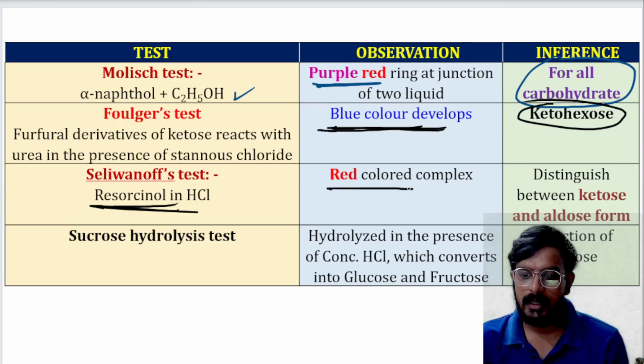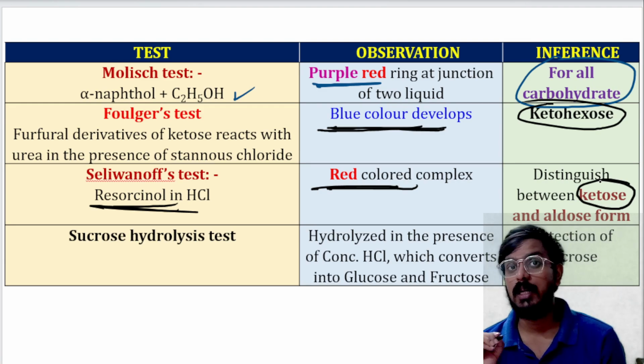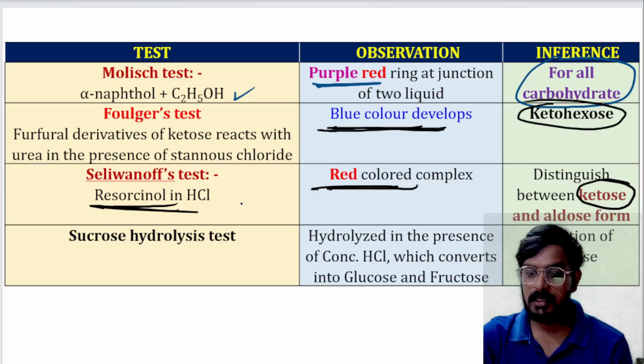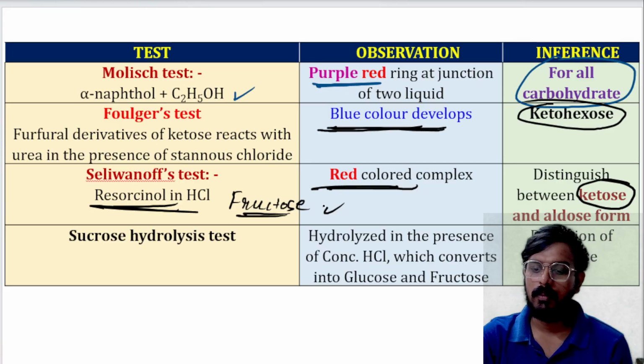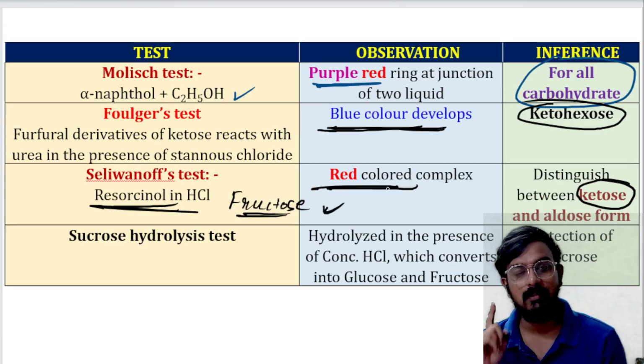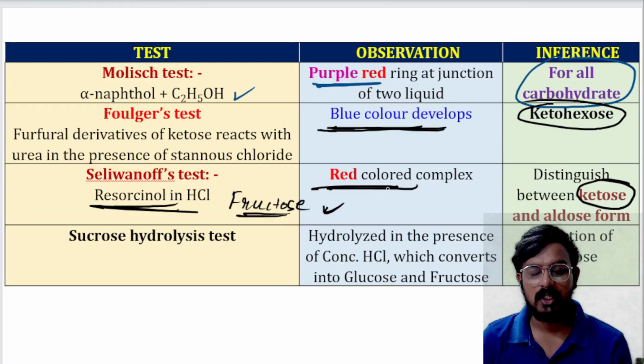Similarly, in Seliwanoff test, a red color is developed. It is for the identification of ketones. It basically distinguishes aldose from ketose. Many times this question has been asked. So the Seliwanoff test is for the identification of ketose or fructose. In the exam, the option might be ketose or maybe fructose. You remember this test. I will show you the questions that have been asked in previous year exams.